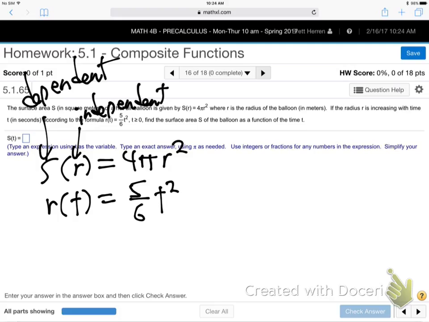This is another way it's said. S is dependent upon R. It's a function of R, right? Like your grade is a function of how much homework you do, right? How much homework you do, your grade will respond. That's the same kind of thing, right? So that's what we're talking about here.